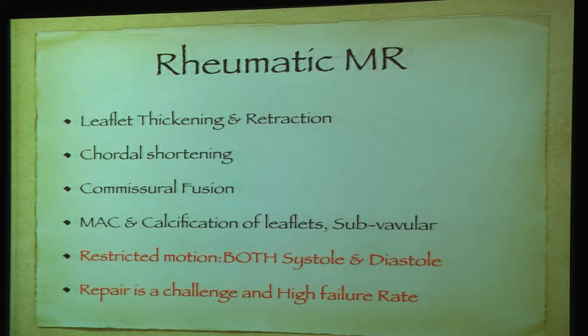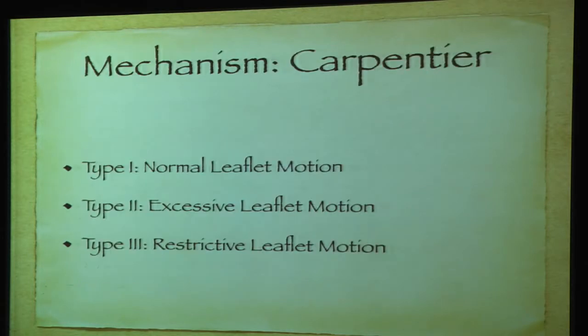This is an echo board tested question. Rheumatic mitral valve, restricted motion happens both during systole and diastole. Repair is generally a challenge because of a lot of calcification. It has a high failure rate in rheumatic heart disease. The mechanism is well-defined by the Carpentier classification used across the world.